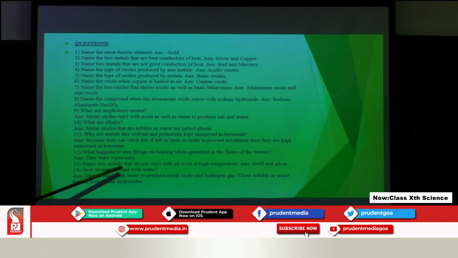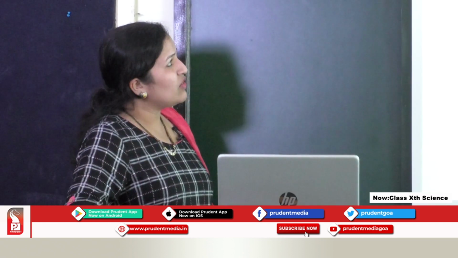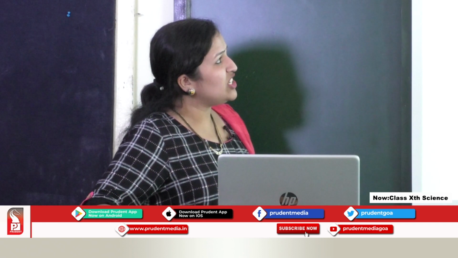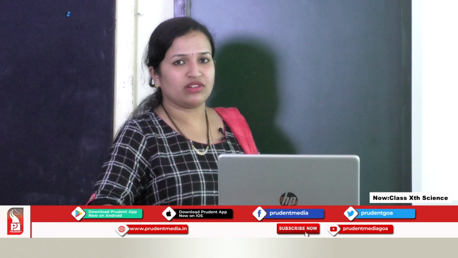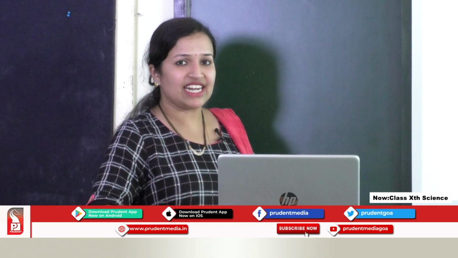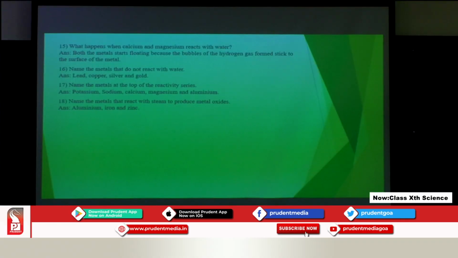Now, how do metals react with water? When a metal reacts with water, we get metal oxide and hydrogen gas is released. And if it is a soluble metal oxide, it will be converted into metal hydroxide. Next question, what happens when calcium and magnesium react with water? They will start floating, because the hydrogen gas which is released sticks on the surface of the metal.